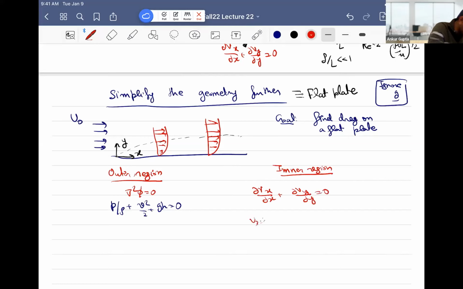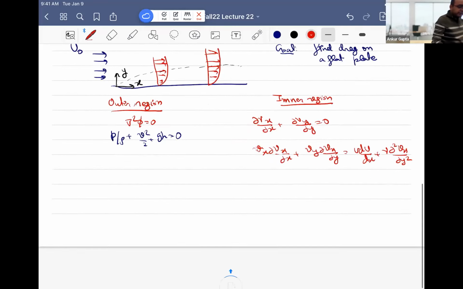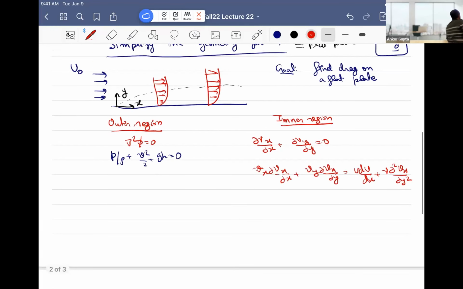And vx del vx by del x plus vy del vx by del y equal to u du by dx plus nu del square vx by del y square. This is the system. This is what you want to solve now for a flat plate. And then you will calculate, and eventually you want to calculate drag.